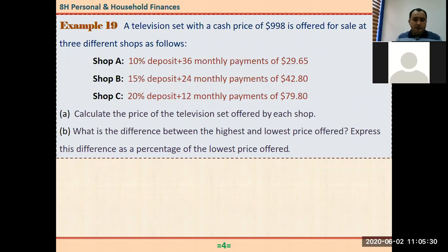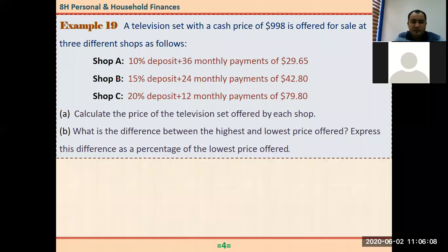And another example related to personal and household finances. A television set with a cash price of $998 is offered for sale at 3 different shops as follows. Okay, you're just walking around maybe the shopping mall and you visit 3 different shops, shop A and shop B and shop C, and you're going to buy these TV sets, and in all these 3 shops, you notice that they are offering different options, right?